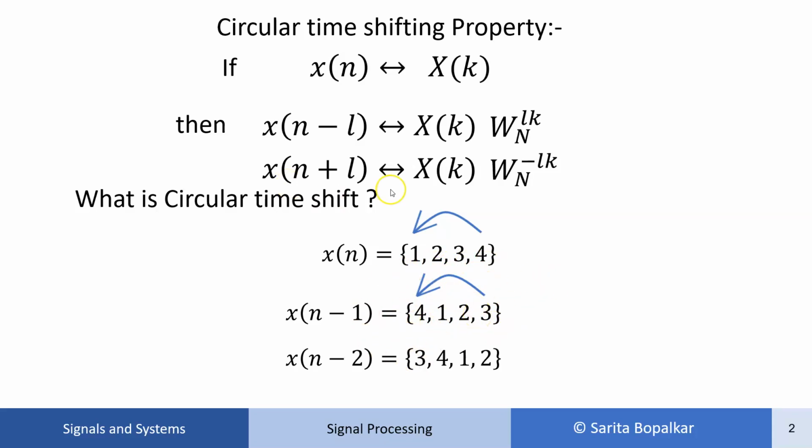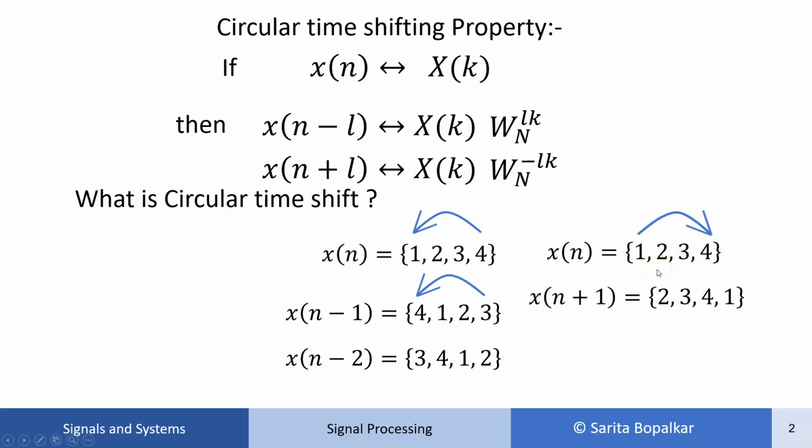Now advancing. Advancing is nothing but shifting the samples in a clockwise direction. So suppose this is your x of n. x of n plus 1 means we are shifting in a clockwise direction by 1 unit. So this 1 will come here and this 2 and 3 get shifted, like this: 2, 3, 4, and 1 gets shifted here. So it is clockwise shifting.